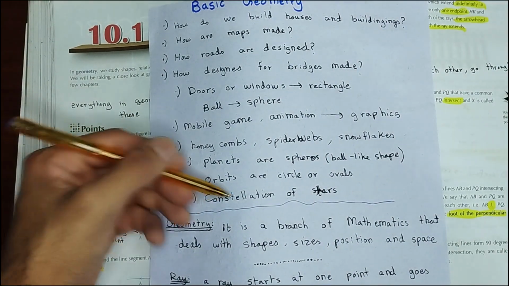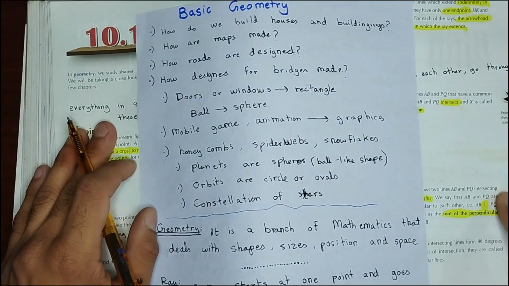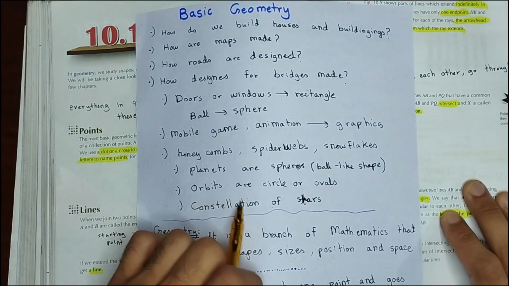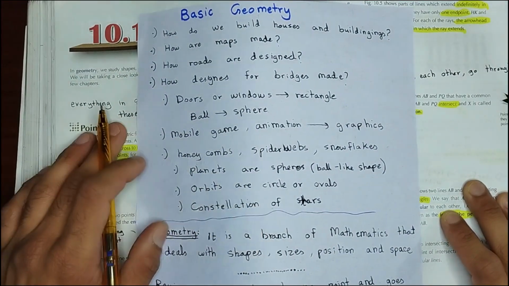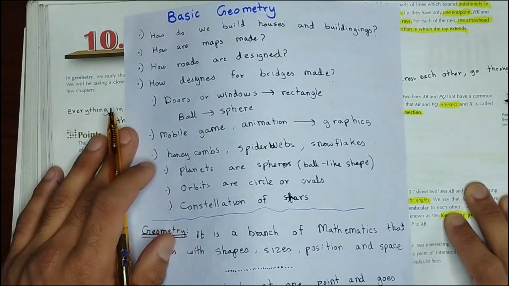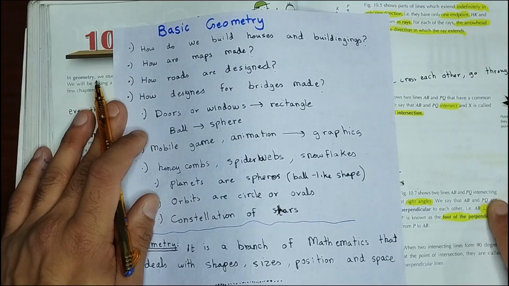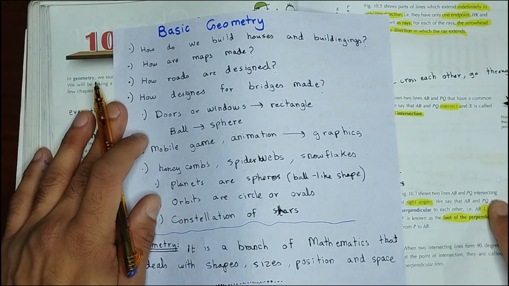Then we have constellations of stars. Basically, stars making specific patterns in space. That's what we call a constellation. And those constellations also follow a specific pattern, a geometrical pattern. That also shows how important geometry itself is.